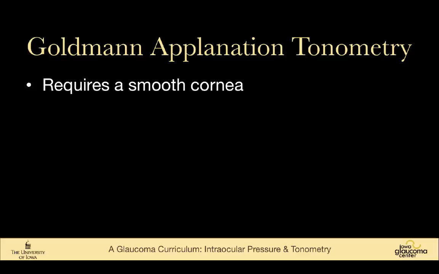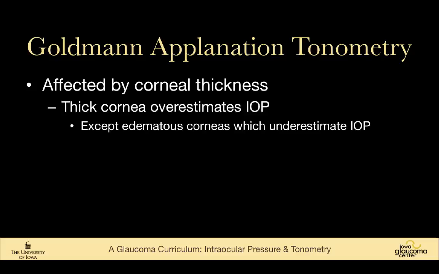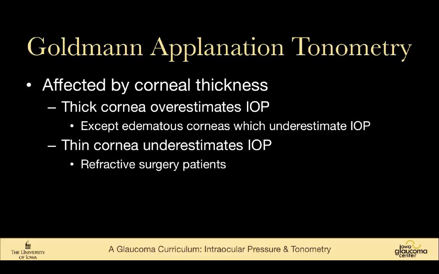Goldmann tonometry requires a smooth cornea. It's affected, as I said, by corneal thickness. So a thick cornea overestimates the pressure, except in an edematous cornea, which underestimates the intraocular pressure. Thin corneas underestimate the pressure. So a lot of people who've had refractive surgery have thin corneas, and that makes intraocular pressure measurement a little bit challenging.